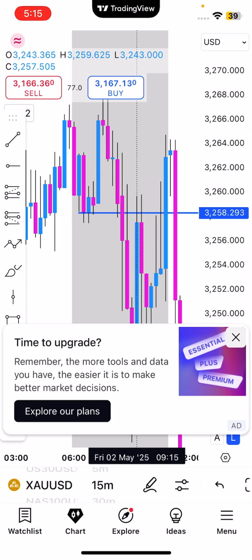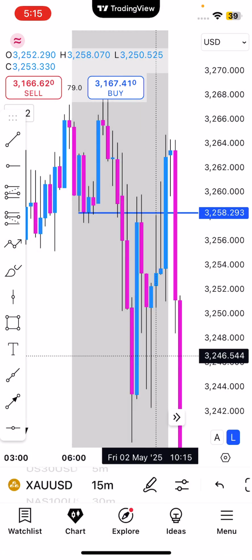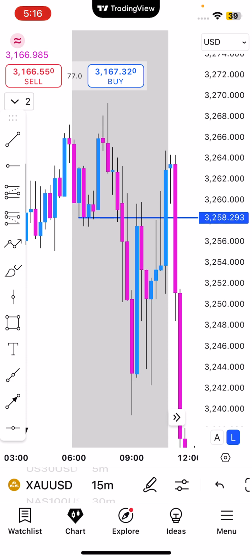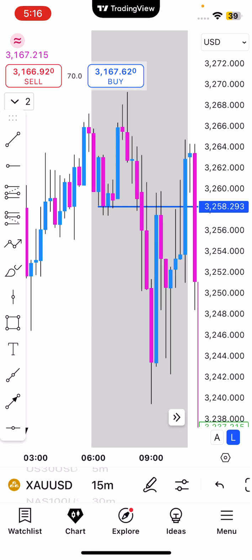So price respected it at 9:15. 9:30 was the entry candle. So that's on the 15-minute time frame.